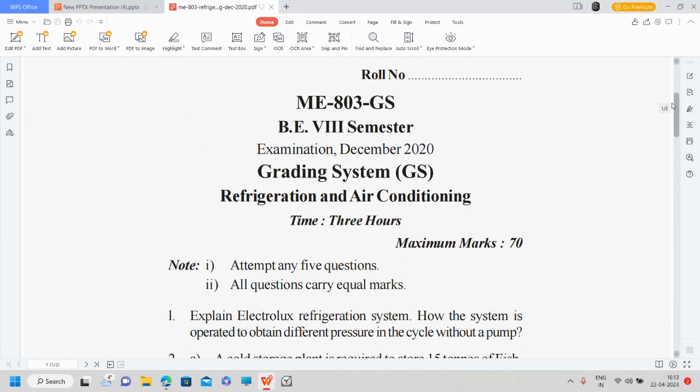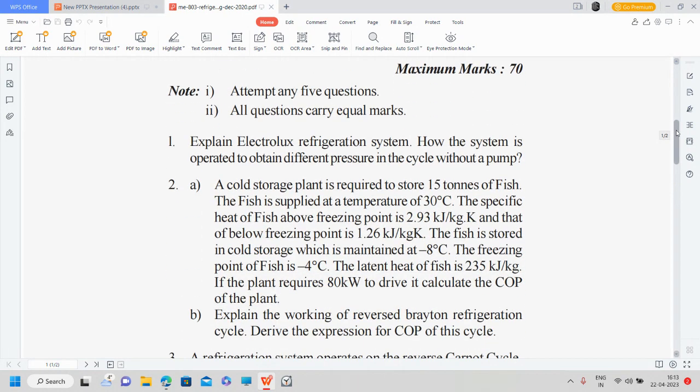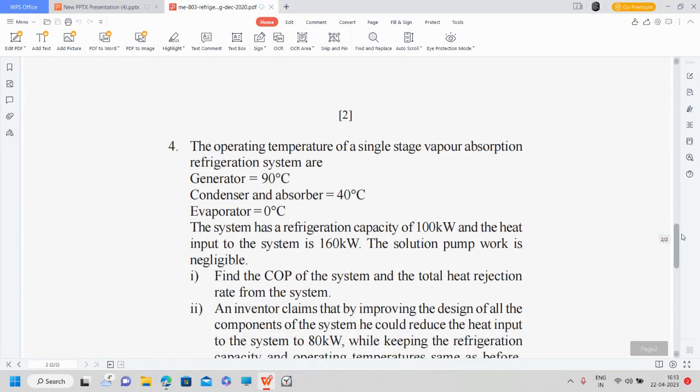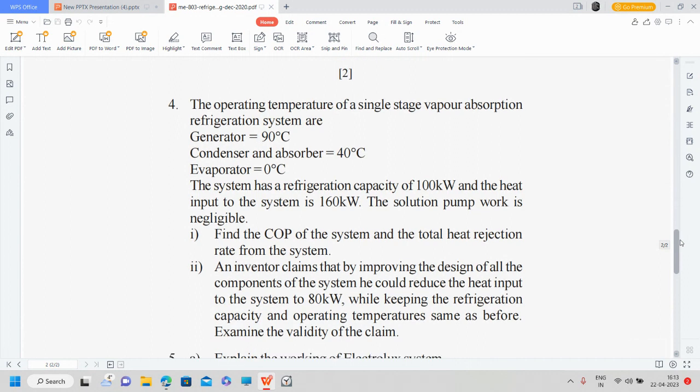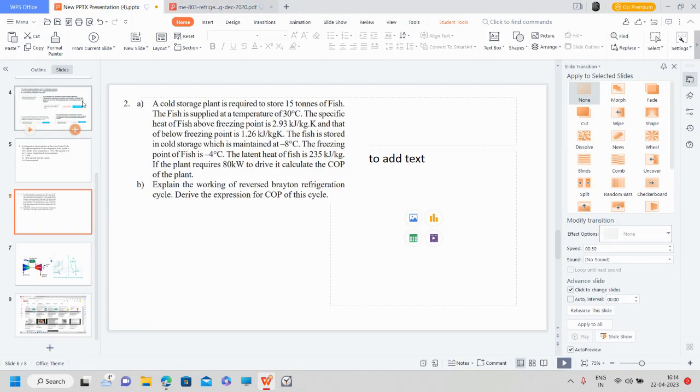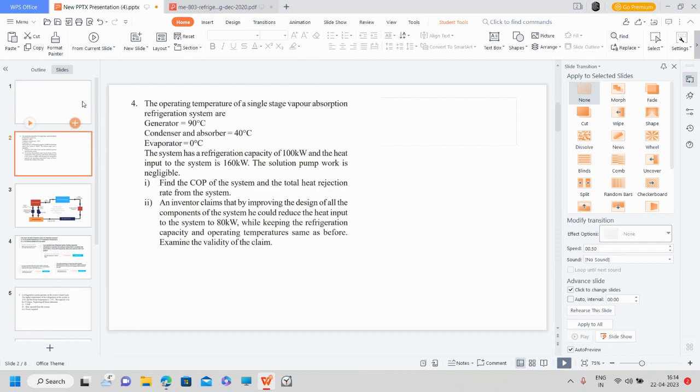Today we are going to see the paper on grading system based refrigeration and air conditioning. This paper is from December 2020, and we start with this question: simple vapor absorption system. I think this is the first time a question based on vapor absorption system is being asked, so we are going to see this question first, and then we see later questions. Okay, let's start with this question.